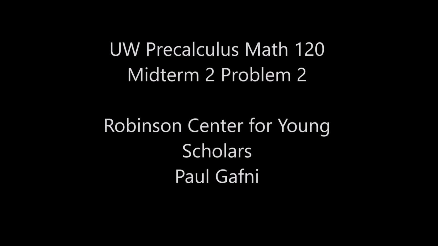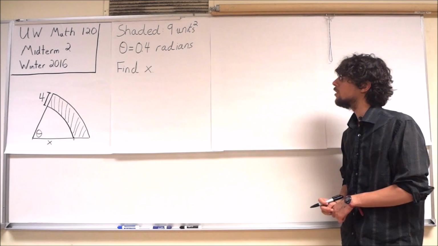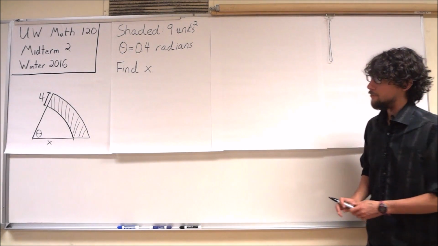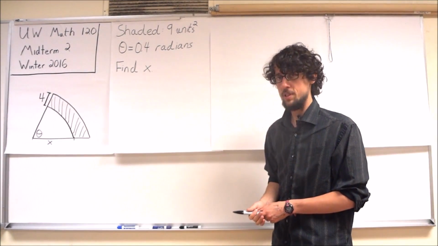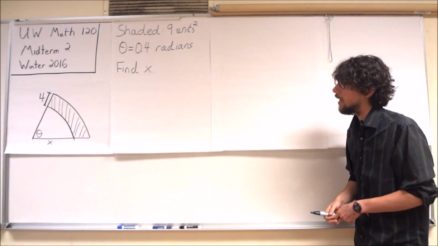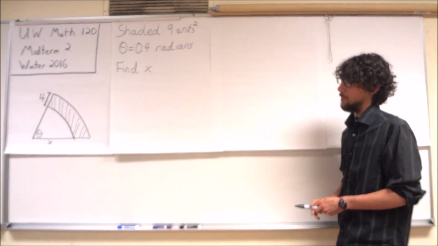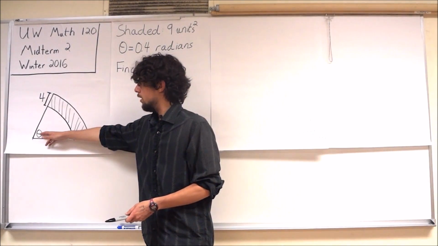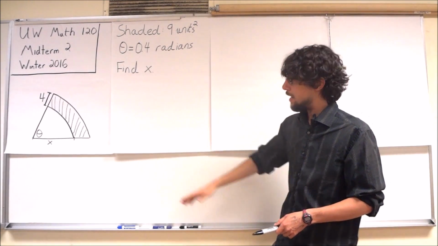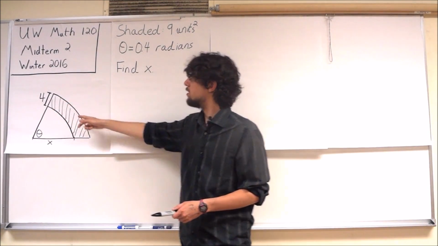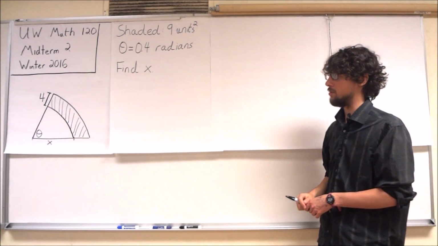So we're looking at the second problem from Midterm 2 of the University of Washington's Math 120 pre-calculus course. We have a picture. These shapes are supposed to be segments of circles. And we know a few details about the diagram at hand. In particular, this angle theta is 0.4 radians, and this shaded segment is 9 square units. And we're asked to find x.